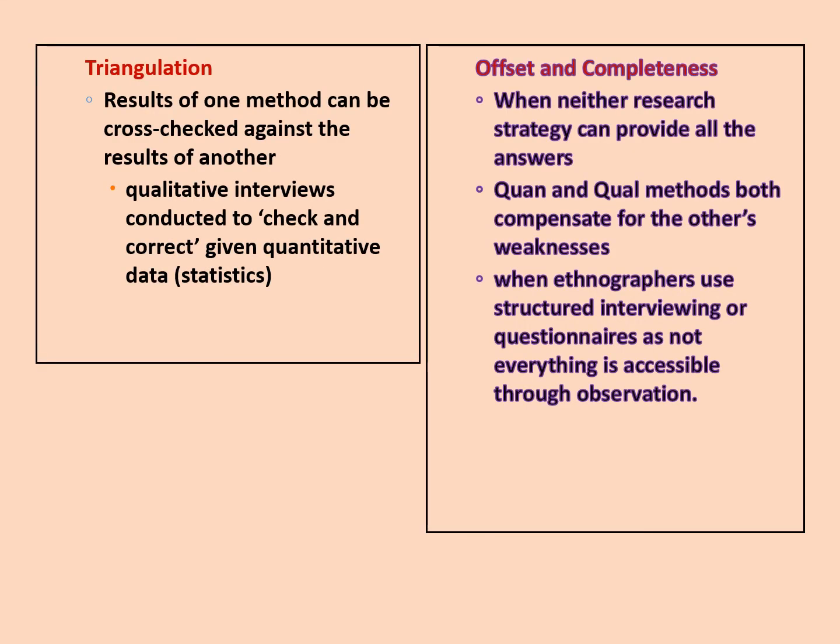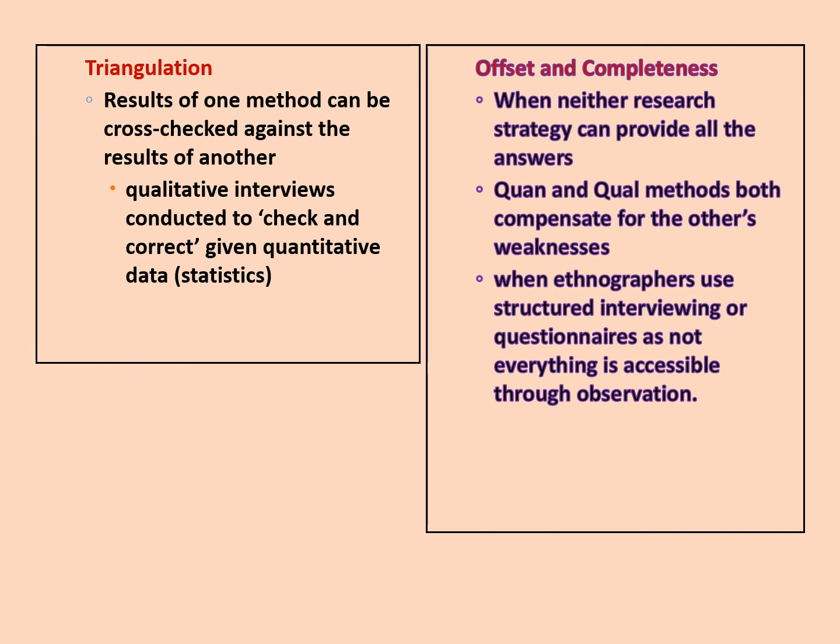Triangulation. This is the case when the results of one method are checked by using another method, each coming from a different approach, quantitative or qualitative. So for instance, we may have some statistical, quantitative data about a population, but we want to make sure about the meaning, the significance of that data, and therefore we may conduct qualitative interviews with a sample of that population to check the veracity of that quantitative data.